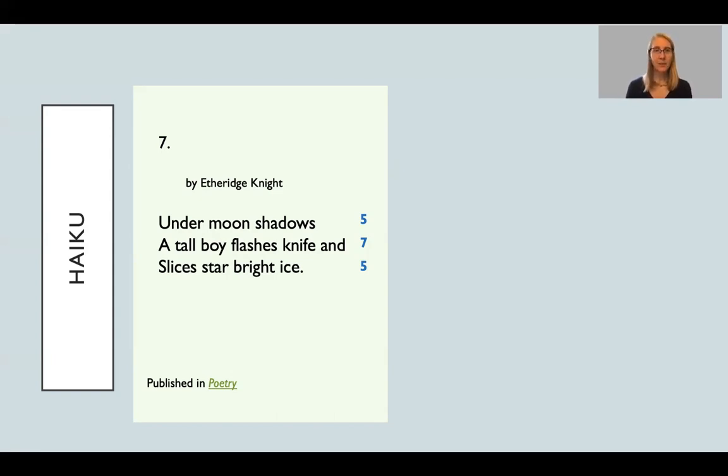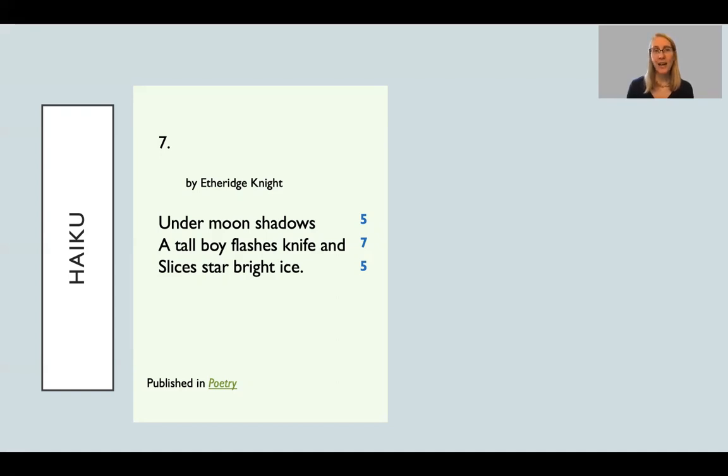So in this haiku, if you notice, I've put in the syllable counts, and don't be bashful. You get out those fingers and count along. This is how I do it. Under moon shadows, right? And that's to me the easiest way. You can maybe get out a metronome if that's your thing. But let's take a look at Etheridge Knight's poem.